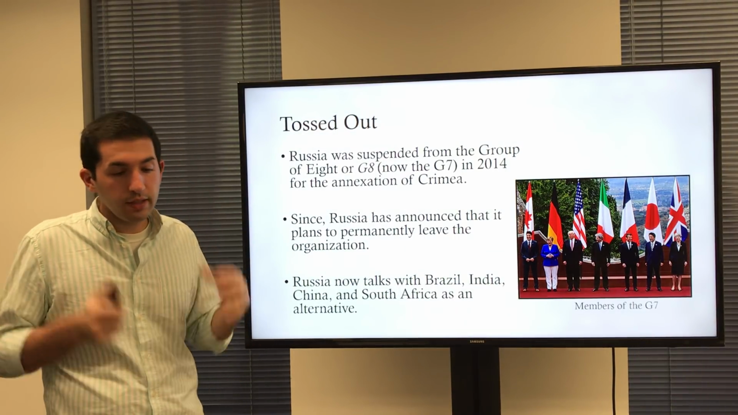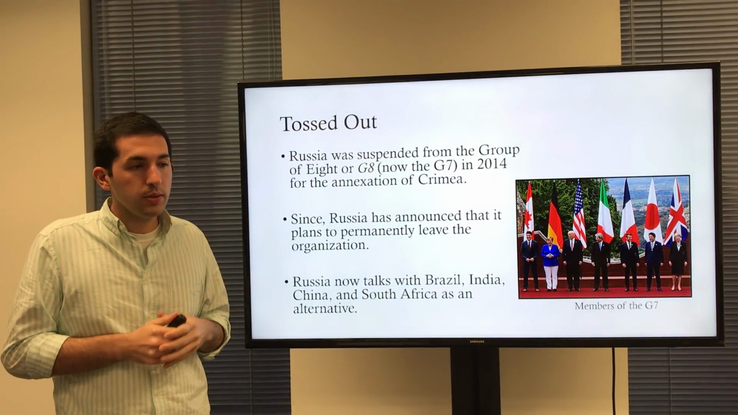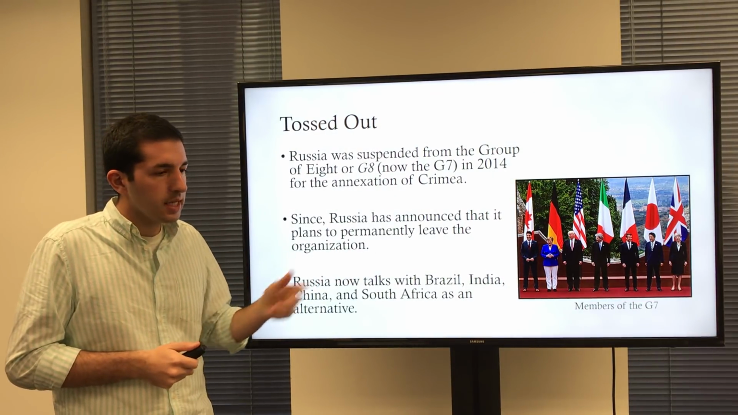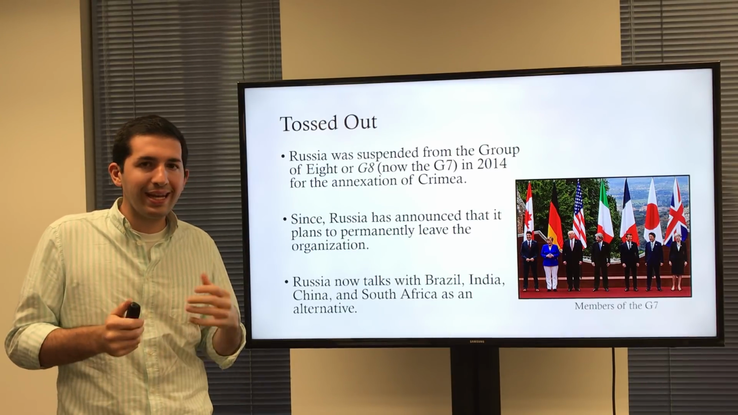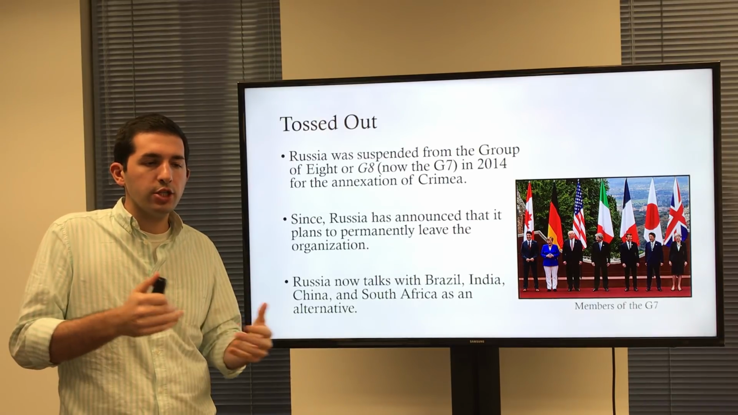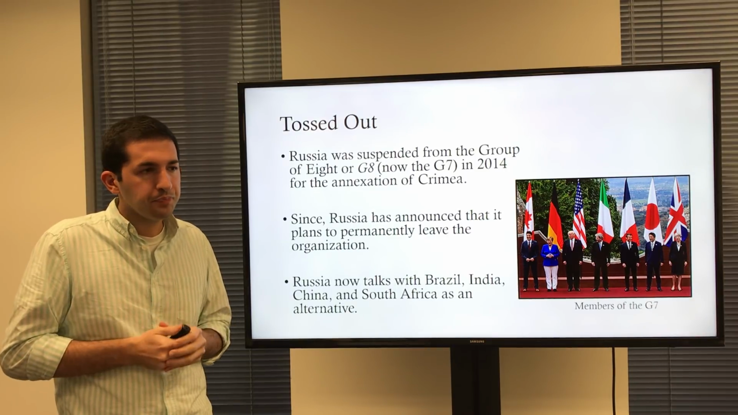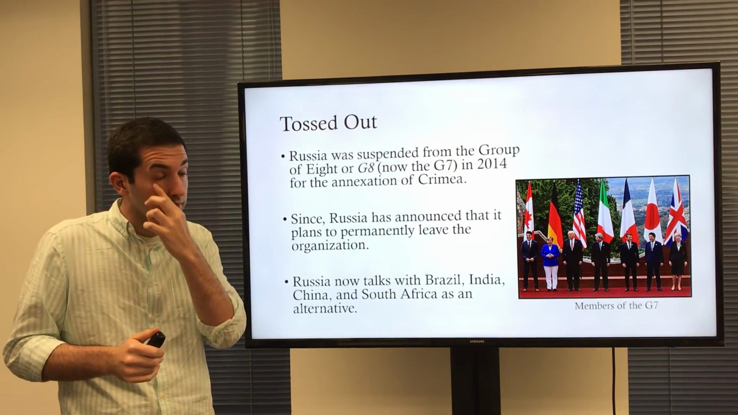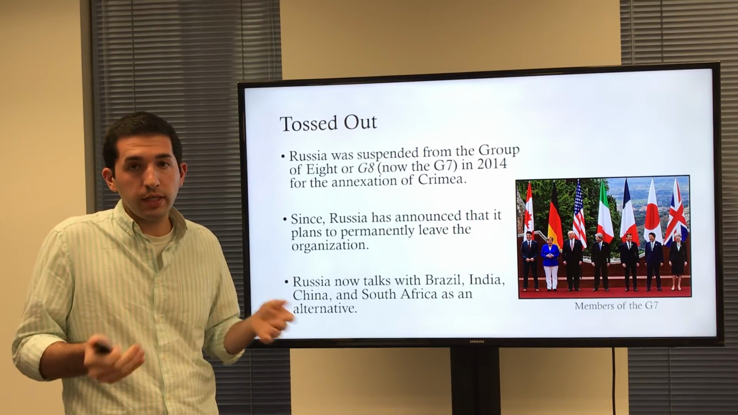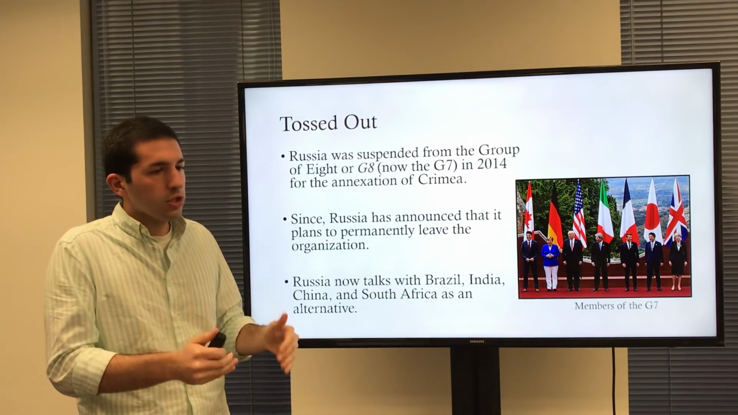So it becomes the G7. Now we know it as the G7, but it was the G8 from 1997 to 2014. It included Russia, some European countries, Canada, the United States, and Japan. Russia annexes Crimea, part of Ukraine, when Ukraine has its crisis. The Russians consider that an opportune time to go in and try to acquire Crimea, an area that was historically part of their territory. Of course, world leaders that promote freedom and democracy don't really like that idea, and so they say, you're suspended.